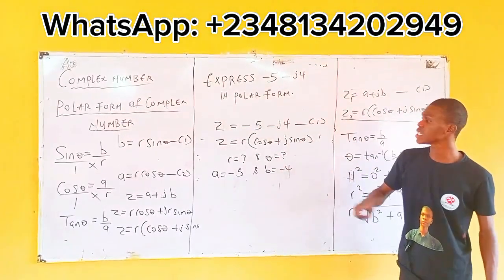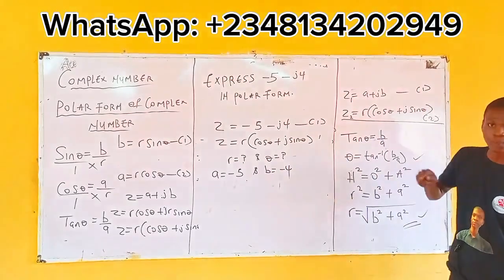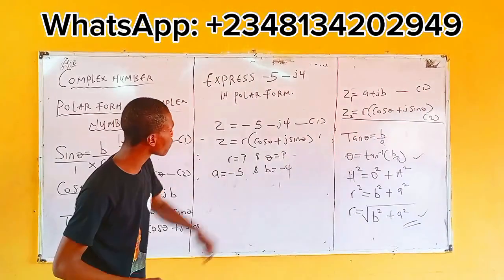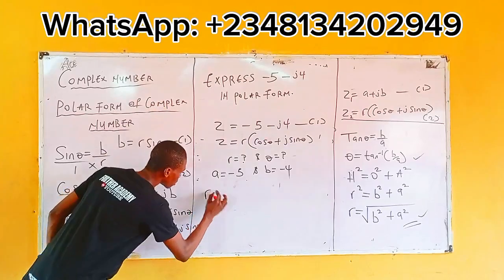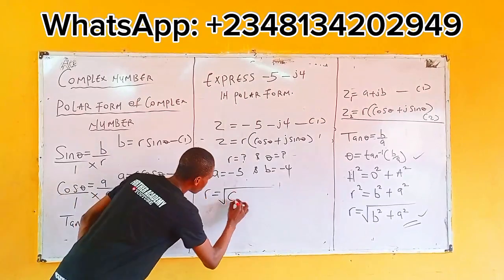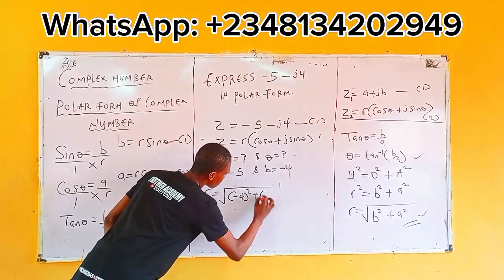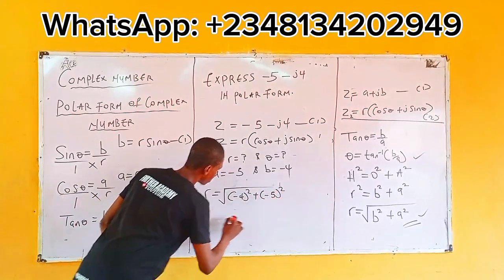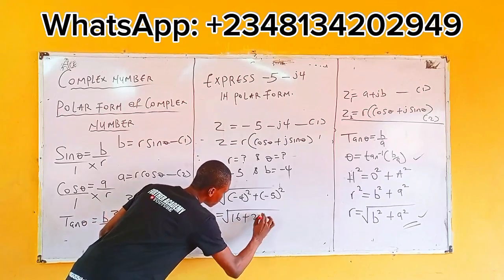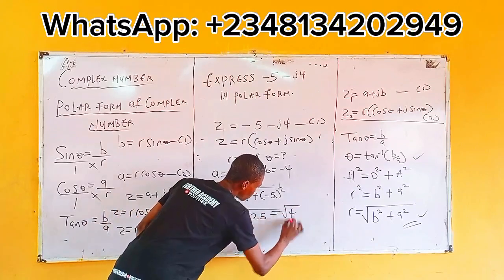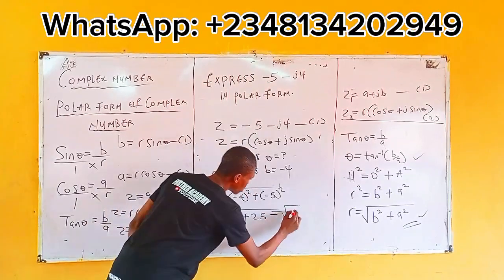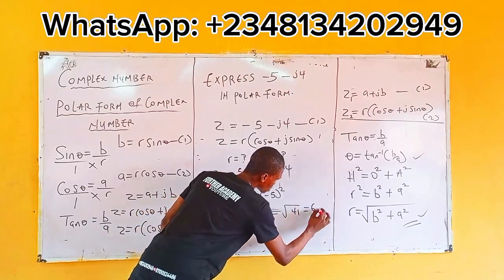But what do we say? We said case 1 must be equivalent to case 2. Let's solve for r here. r is equal to the square root of negative 4 squared plus negative 5 squared, which is the square root of 16 plus 25, meaning the square root of 41, right?